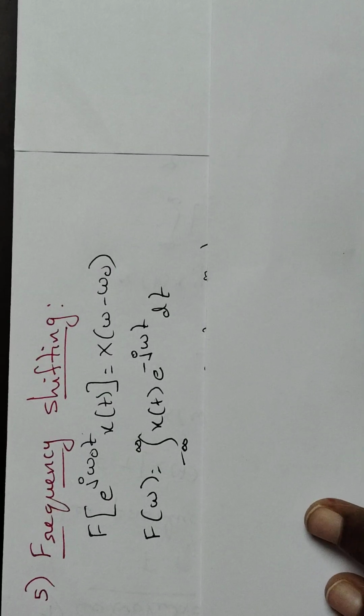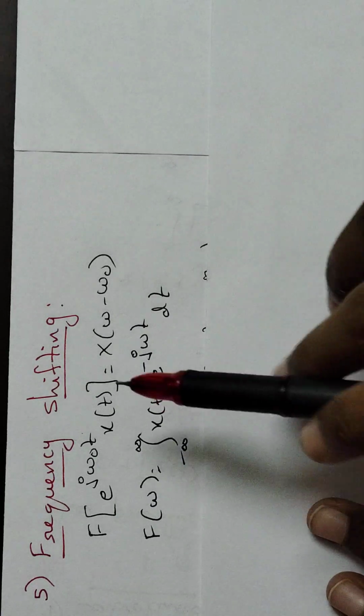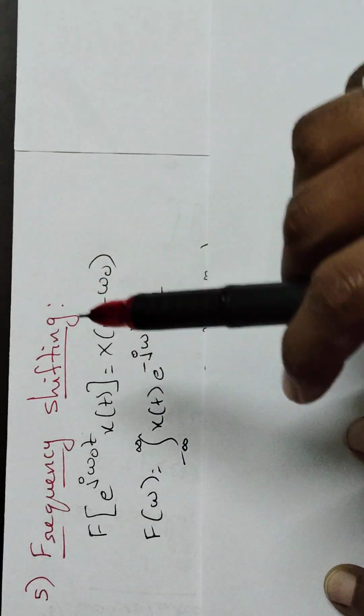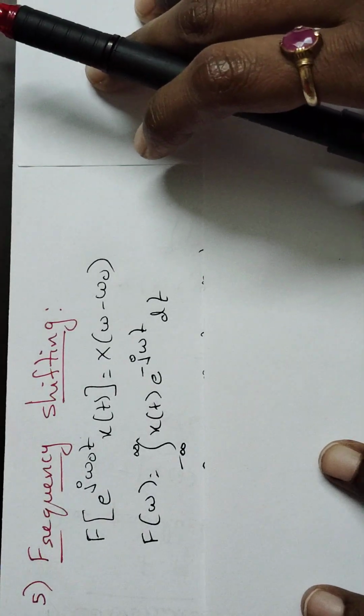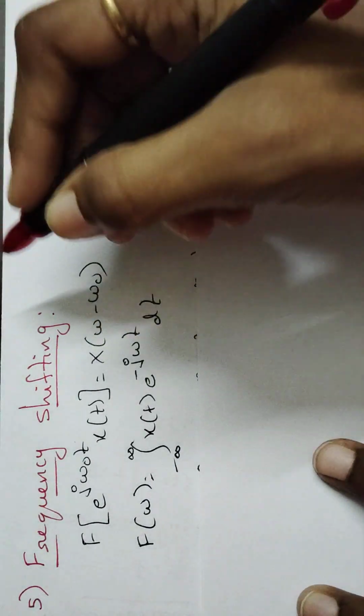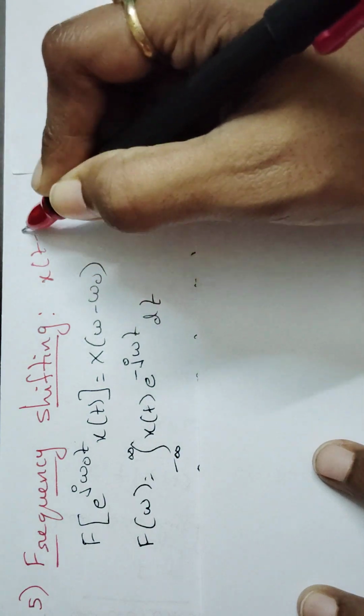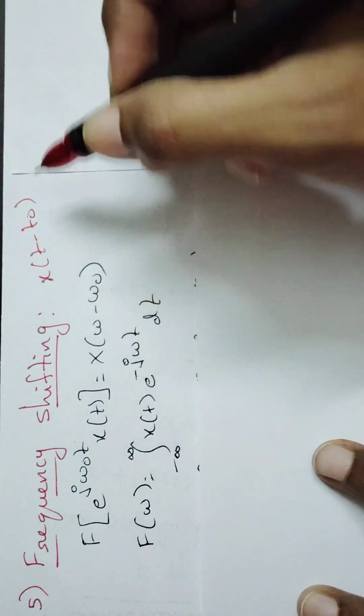Now the next property is the frequency shifting property. We have seen the time shifting property, right? Time shifting is nothing but shifting the time. That is what we have said, x of t minus t naught. Here we have frequency shifting.